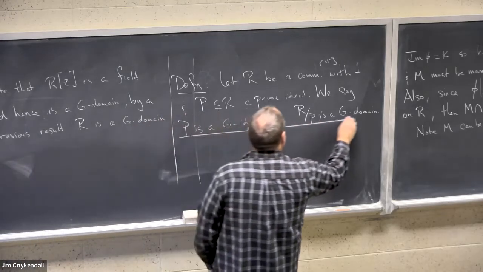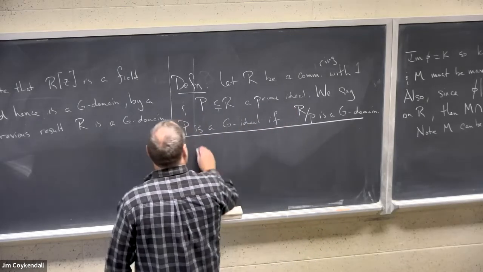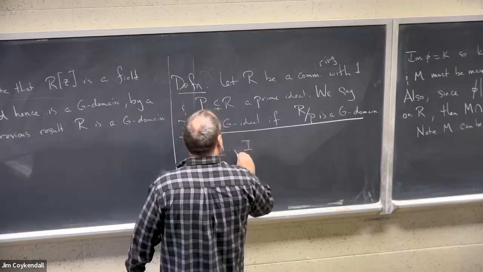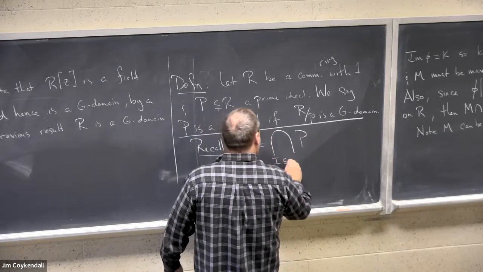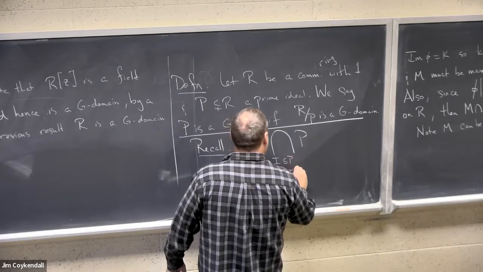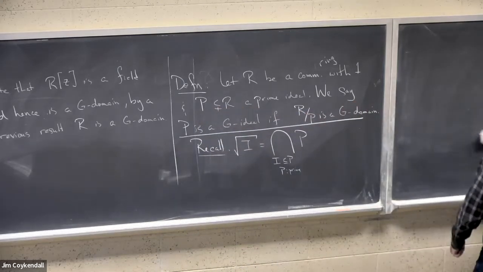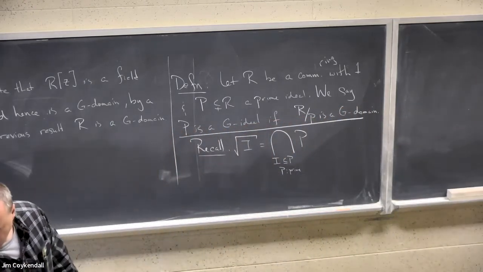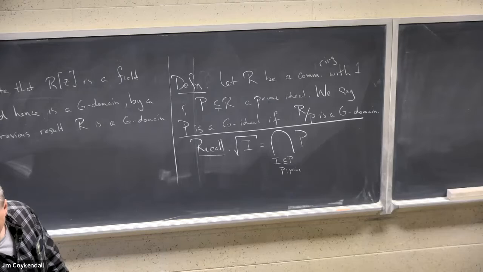Let me point out something of independent interest when it comes to G ideals. So recall first that the radical of I is equal to the radical of any ideal I is the intersection of all primes that contain it. This G ideal business allows us to sharpen this a little bit. So let's give another perspective here.